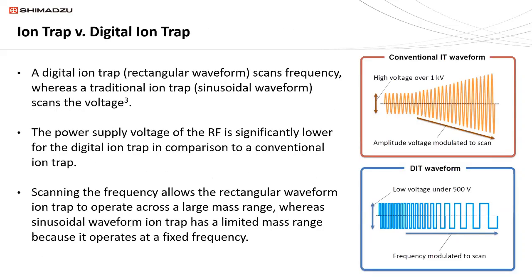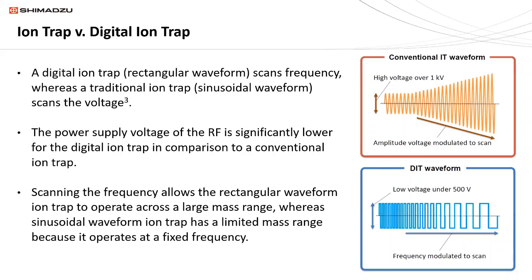So what are the differences between the digital ion trap and a conventional ion trap? The first thing is that the rectangular waveform scans the frequency. In the bottom right-hand corner, you can see how the waveform is rectangular, and you scan the frequency. A traditional ion trap uses a sinusoidal waveform and scans through the voltage. That's one of the main differences between the two.